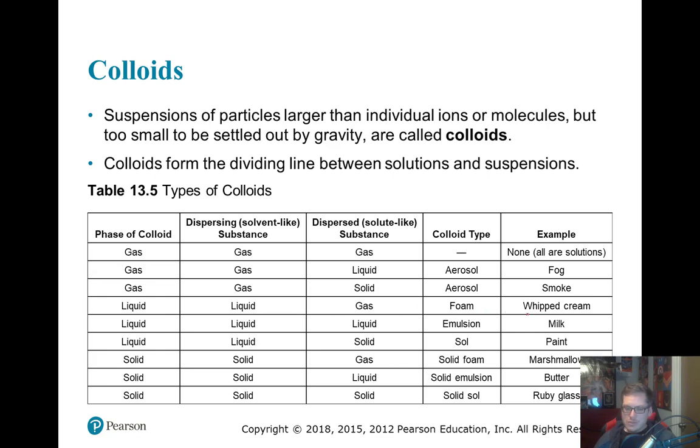All right, liquids with gases is a foam. So whipped cream. So when you've had your pie, you put a little bit of whipped cream on it. There's your foam. Liquid with liquid is an emulsion. Okay, we're going to talk more about emulsions coming up, and that's like milk. And then liquid solid is a sol, and this is paint. Okay, especially like house paint, latex paint, this is a great thing here. Okay, solid gas, solid foam, so like marshmallows, solid emulsions, butters, ruby glass, solid with solid. It's kind of like an alloy, but they're slightly different.